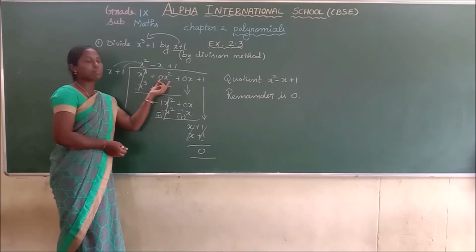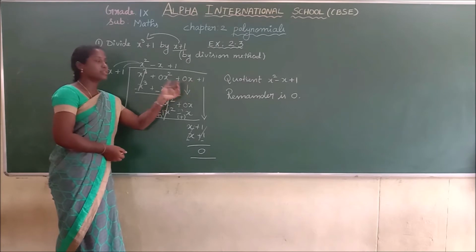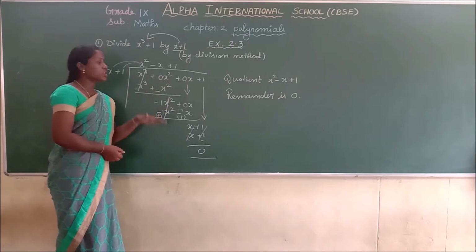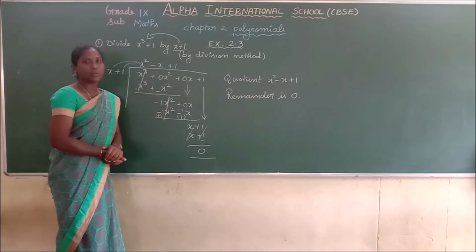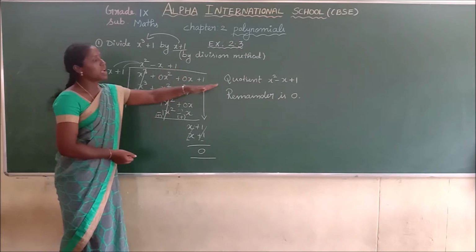If the x square term is missing, you can put 0x square. And if the x term is missing, you can put 0x. Then you can do your division, so that you can get the answer step by step. So finally we got by division method the quotient and remainder.